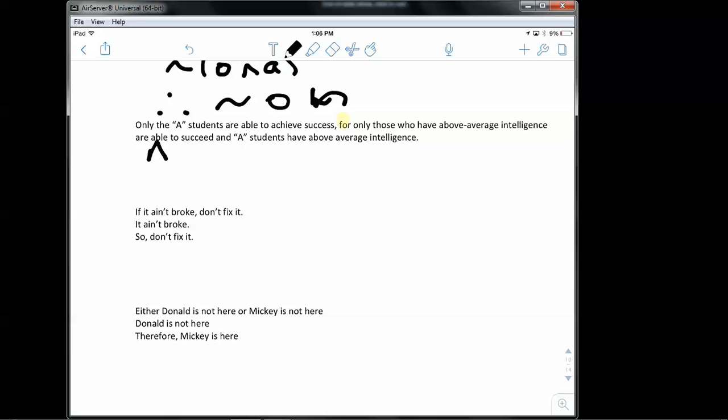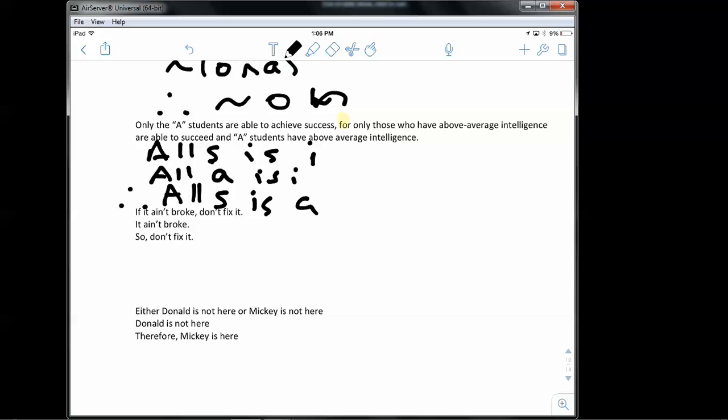So all succeeders, let's say S, are above average intelligence, let's say I. All S is I. And A students have above average intelligence. All A students is I. Therefore, all success achievers are A students. And this is invalid. It has an undistributed middle. So I think that's rule 2, something like that, that we said.